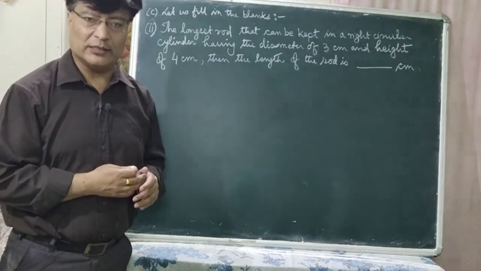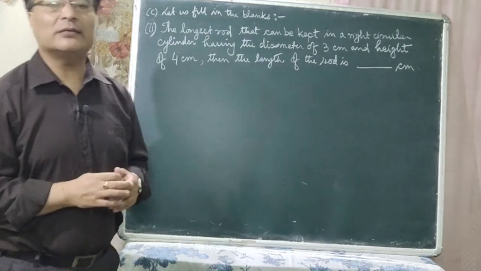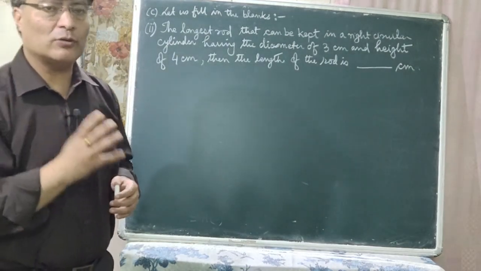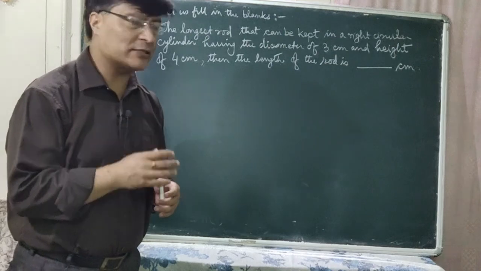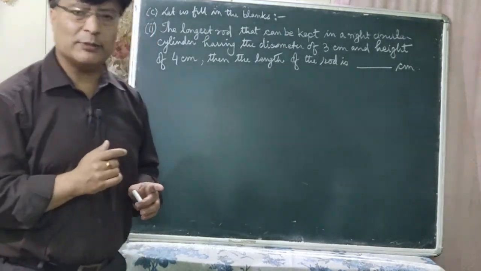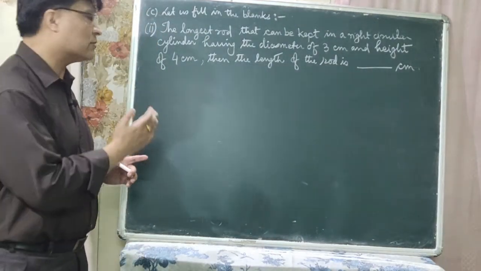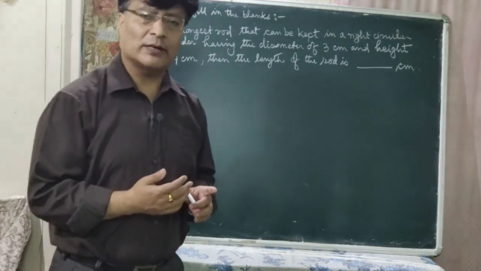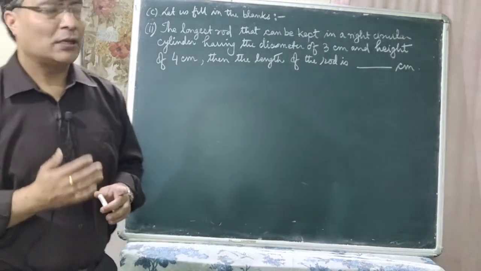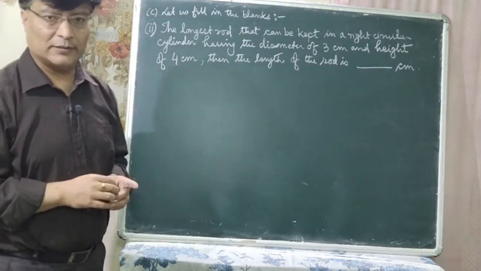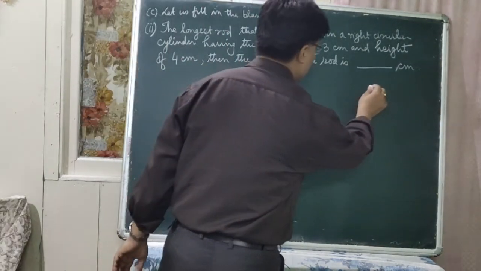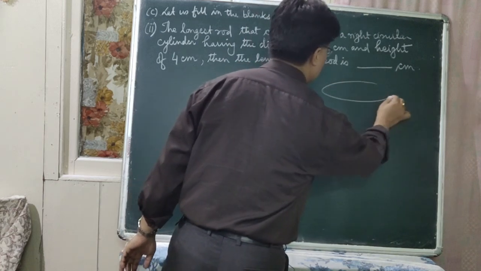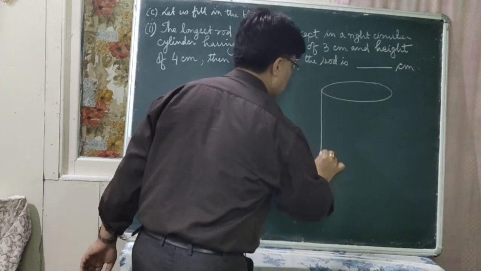So you have to find out the length of the longest rod that can be kept in that cylinder. Okay, त एउटा सिलिन्डर दिएको छ, त्यो सिलिन्डरको डायमिटर भनेको डायमिटर अफ द बेस अफ द सिलिन्डर कति दिएको छ 3 सेन्टिमिटर, अनि त्यसको उचाइ हाइट कति दिएको छ 4 सेन्टिमिटर. So you have to find out the length of the longest rod that can be kept in that cylinder. Okay, so let us draw the figure here. Suppose this is the cylinder, right?